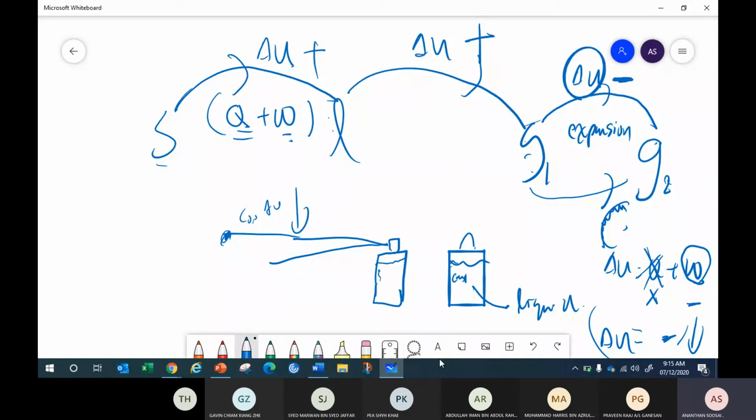Changes of U for solid to liquid rises, liquid to gas, its internal energy rises further. And when the gas expands, internal energy decreases. Okay, now solid to liquid, liquid to gas. Yes. Okay.